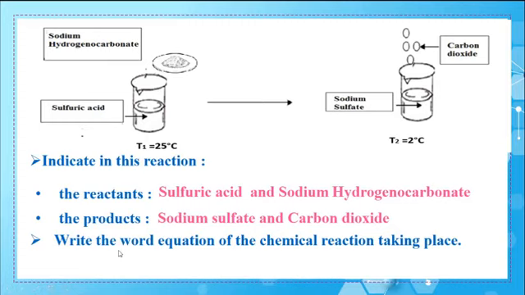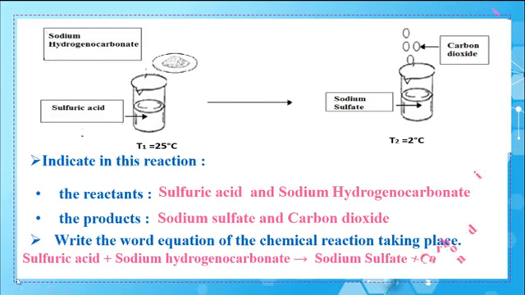Now, write the word equation of the reaction taking place. Word equation. Pause the video now. They are the starting substances. We write a plus between them, an arrow, write the products, and also place a plus between them. That's how I write the word equation. Good. Sulfuric acid plus sodium hydrogen carbonate, arrow, sodium sulfate plus carbon dioxide.